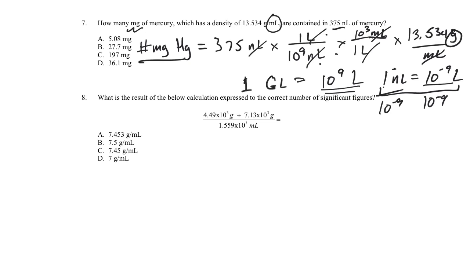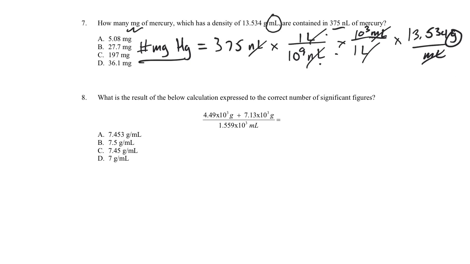Now we do need to do one final step, which is to convert. I'm just going to go ahead and erase this stuff here. And we need to do one more step where we convert 1 gram to 1,000 milligrams. And we stop and calculate 375 divided by 10 caret 9, multiply by 1,000, multiply by 13.534, and then multiply again by 1,000.